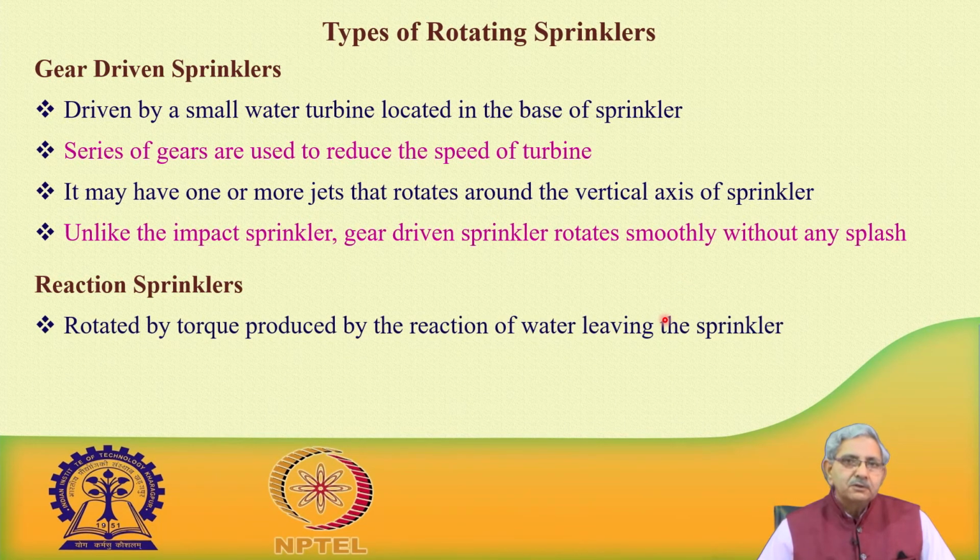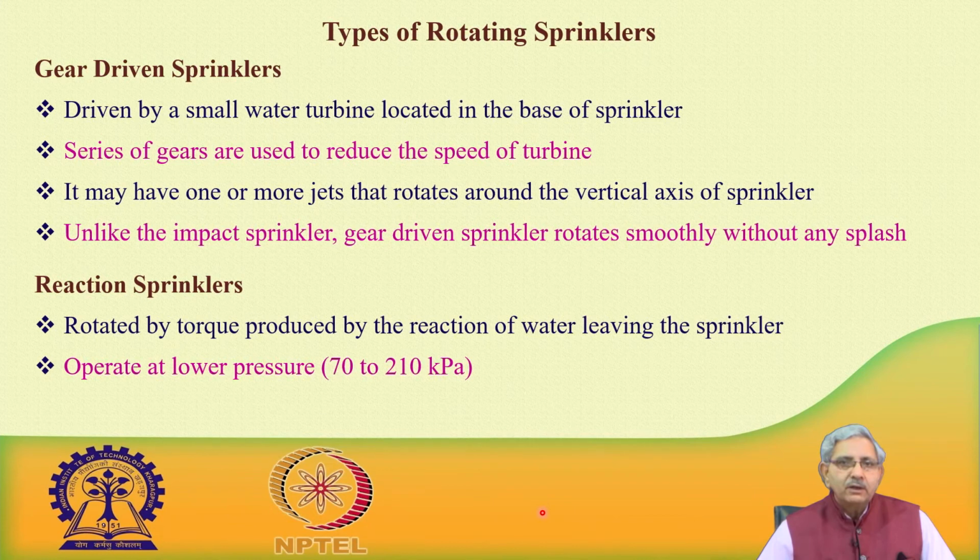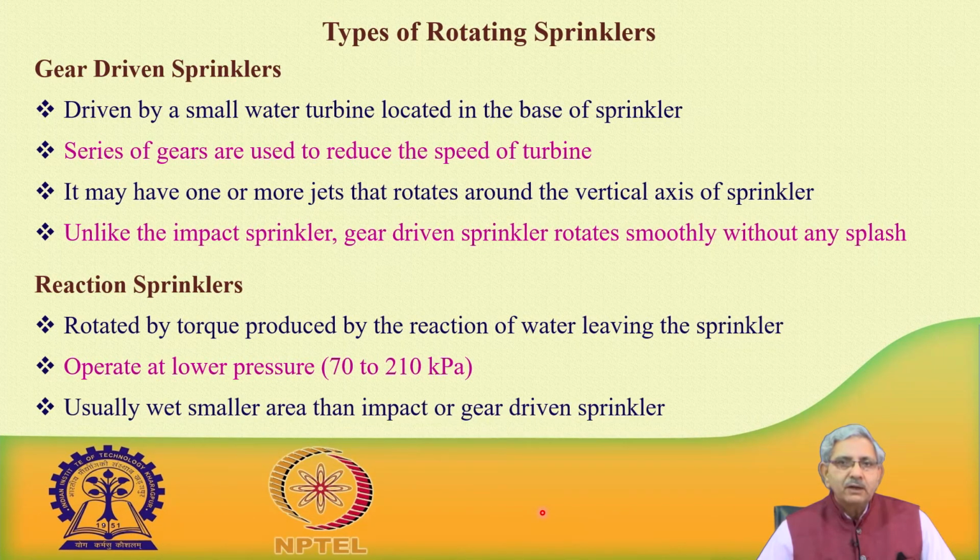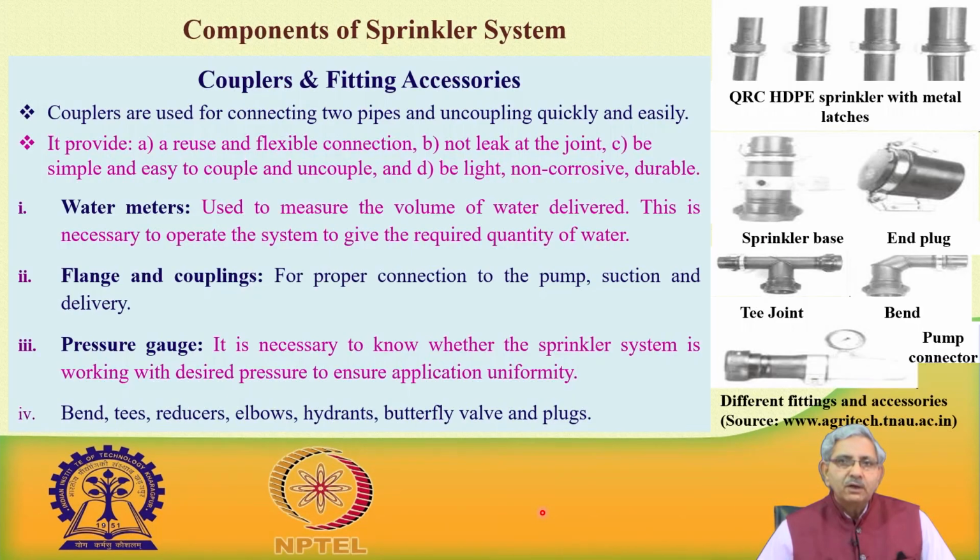There are reaction type sprinklers rotated by torque produced by the reaction of water leaving the sprinkler jet. This is the thing which is happening in the majority of impact type sprinklers also. When the jet leaves, the water creates torque, which causes the movement, and it operates at low pressure, that is between 70 to 210.